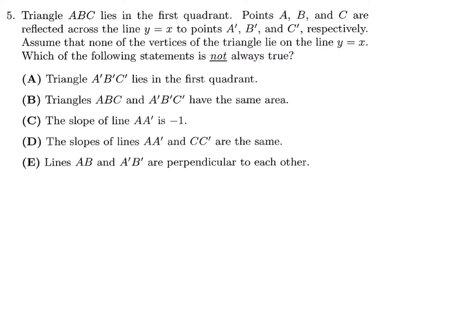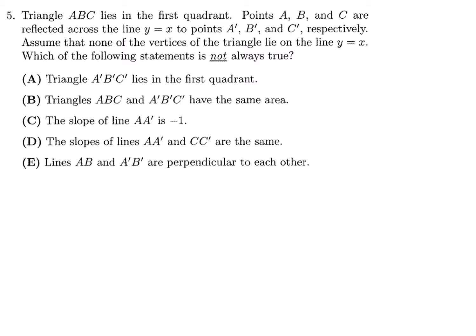Triangle ABC lies in the first quadrant. Points A, B, and C are reflected across the line y equals x to points A prime, B prime, C prime, respectively. Assume that none of the vertices of the triangle lie on the line y equals x. Which of the following statements is not always true?